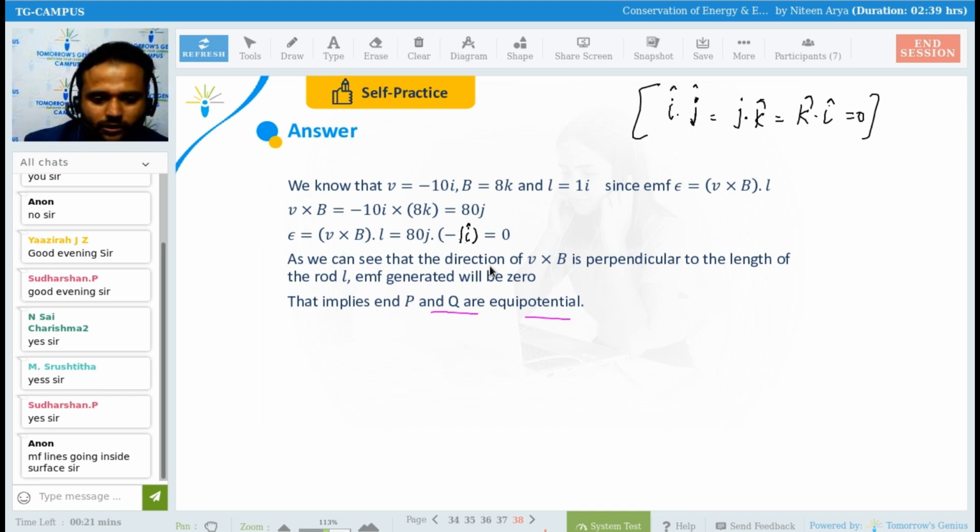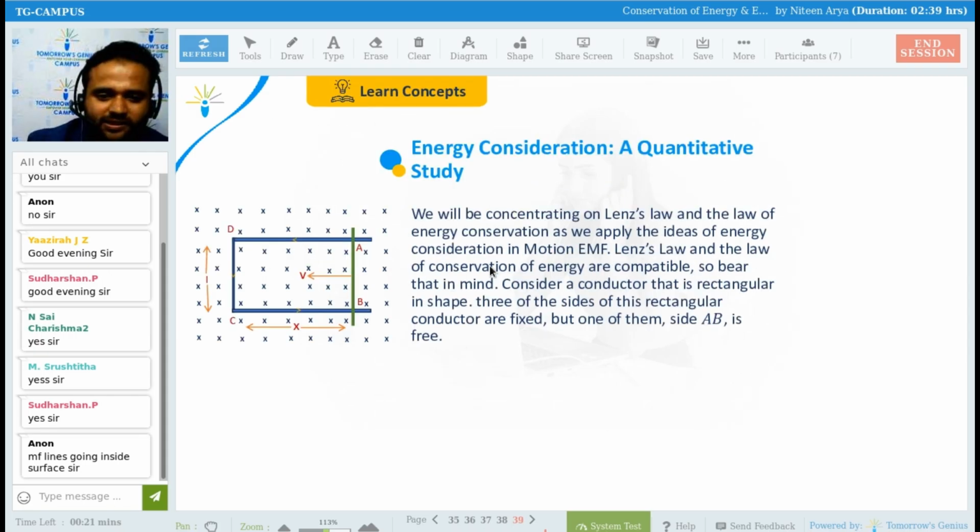Now we're going to do this quickly. Now energy consideration, the same thing we have already done. Let's read it quickly. Energy consideration, a quantitative study. We will be concentrating on Lenz law, and Lenz law basically tells about the energy conservation. As we apply the idea of energy consideration in motional EMF, Lenz law and the law of energy conservation, bear that in mind.